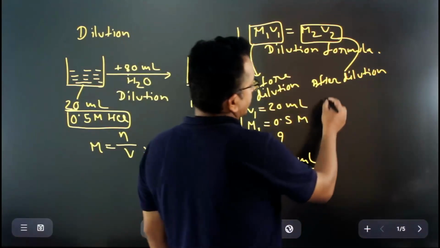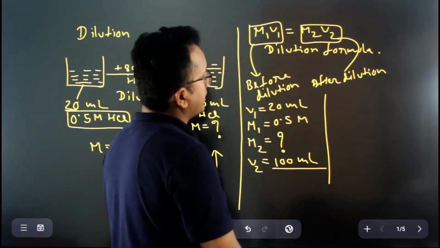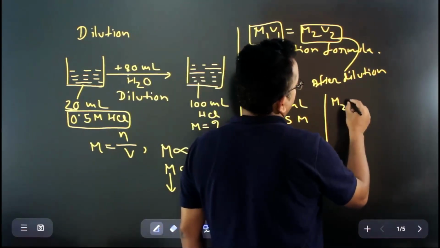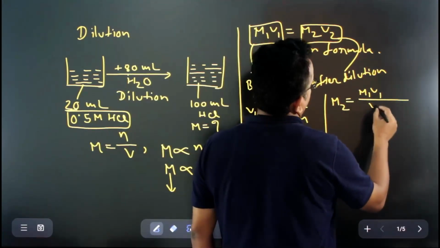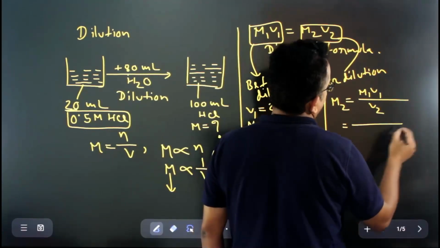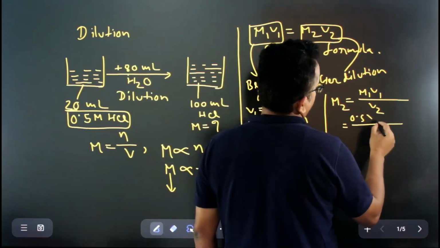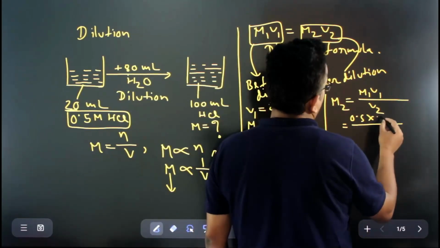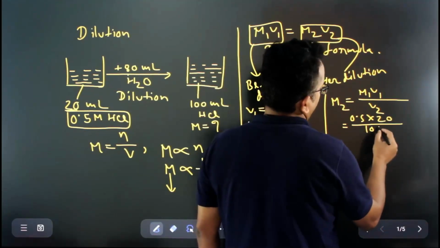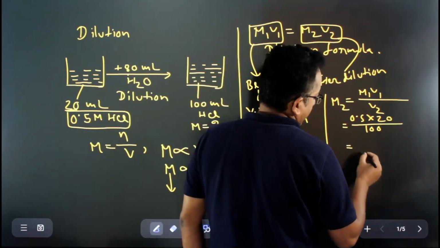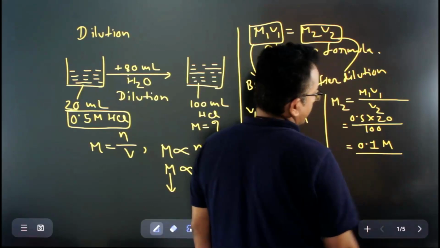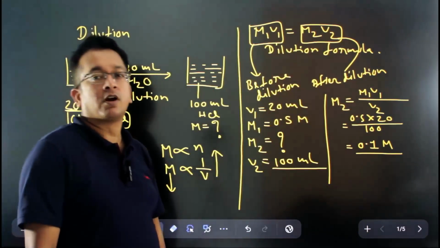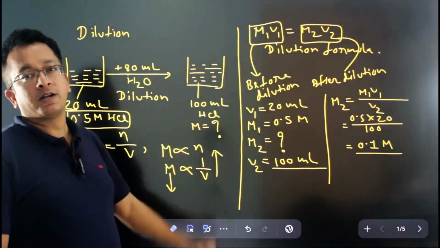Now let's apply this formula. M2 equals M1V1 divided by V2, so molarity 0.5 multiplied by volume 20, and the final volume is 100. After calculation this will be 0.1 molar. So we got 0.1 molar. This is all about the dilution formula.